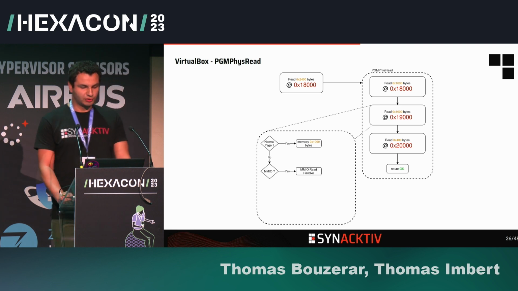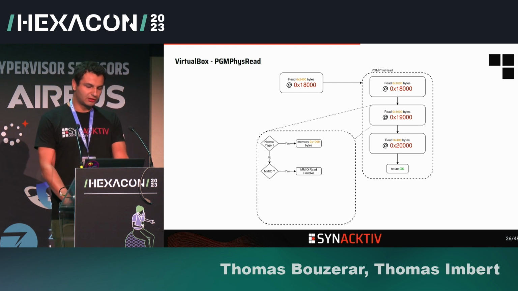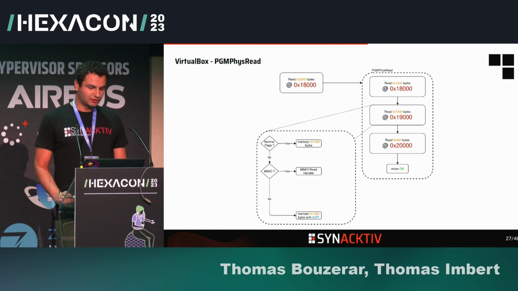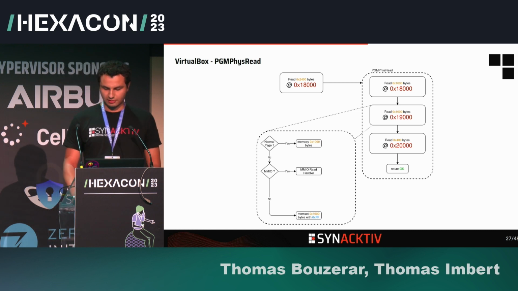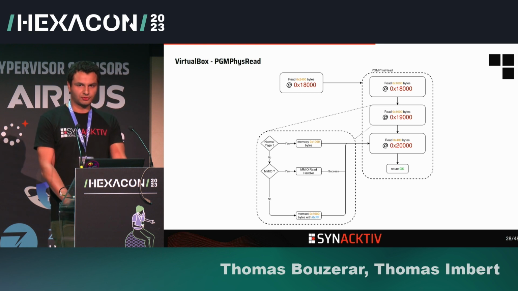But if it's not, it will check if there is an MMIO read handler associated with this page. And if so, it will just trigger the MMIO read handler, as we've seen earlier. And if it's not the case, it will just memset the destination buffer with FF bytes. Then all of them will continue the execution to the next page read.